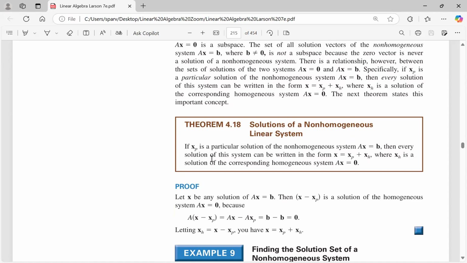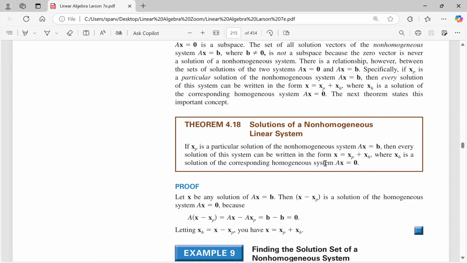What this theorem says is the following. Suppose you have a particular solution for the non-homogeneous system AX equals B. Then every solution of the system is written in the form of the sum of a particular solution plus a solution for the homogeneous system. That's what X sub H is.